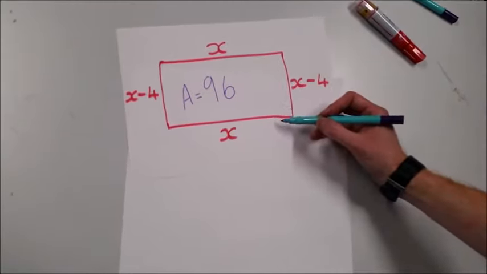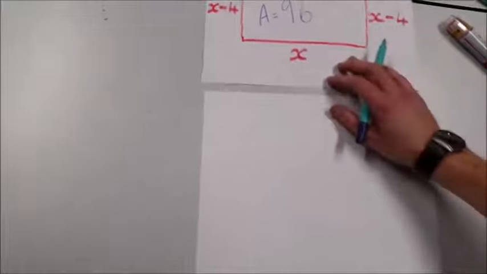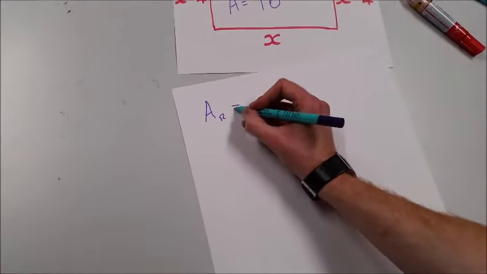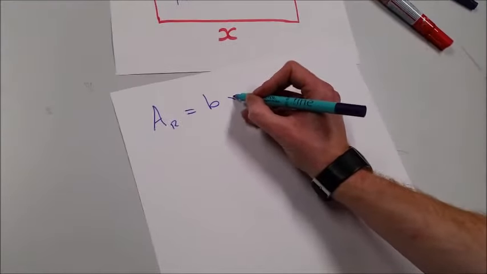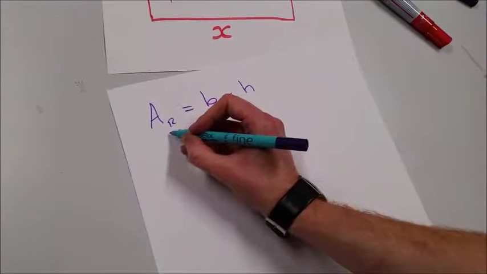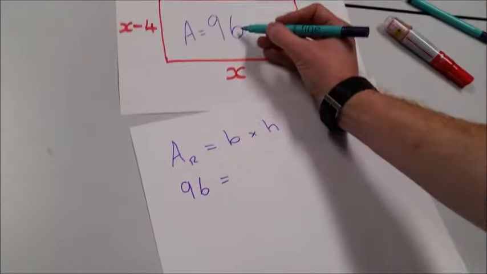Now, when we have a rectangle, there's a fancy way that we can calculate the area of a rectangle. To do that, we need to do base times height. So, let's do base times height now. The area of our rectangle is equal to the base of the rectangle times the height of the rectangle. We know that the area is 96 because we're told that in the question.